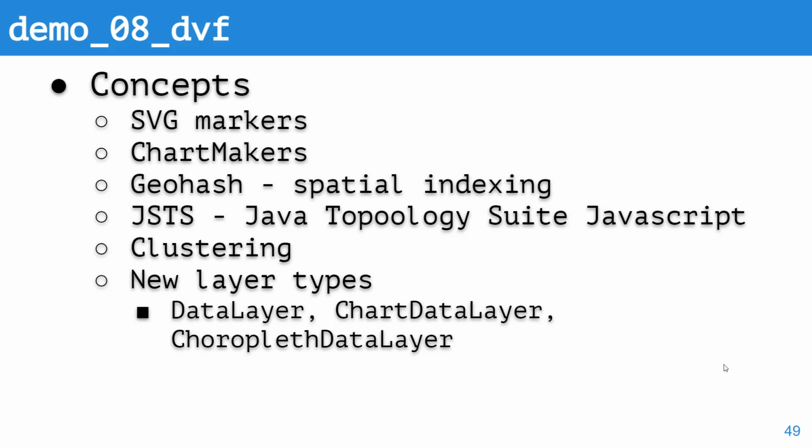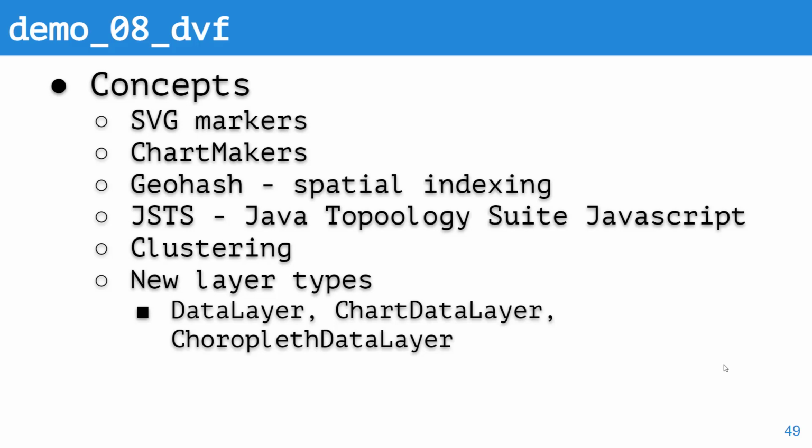Some of the concepts to watch for are SVG markers versus image markers, chart markers, right, where the marker is actually a chart. The geohash stuff, I don't know if we'll demo it because it's hard to demo, but it deals with spatial indexing, which would be a performance thing. There are other techniques that some mapping libraries use, like OpenLayers. They use a lot of what's called RBush, which is kind of a play on something called an R-tree. It's a two-dimensional indexing scheme of overlapping rectangles so that you can find things fast, right?